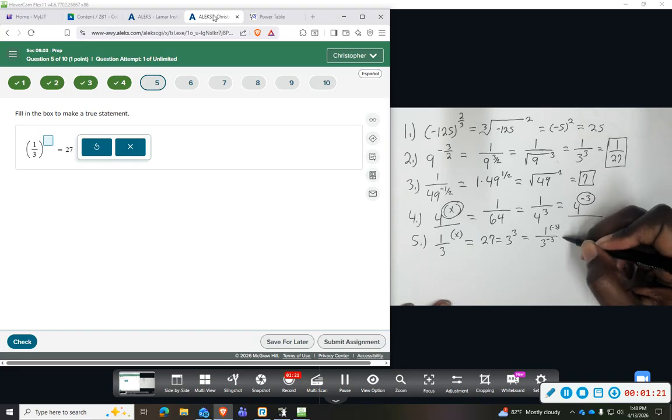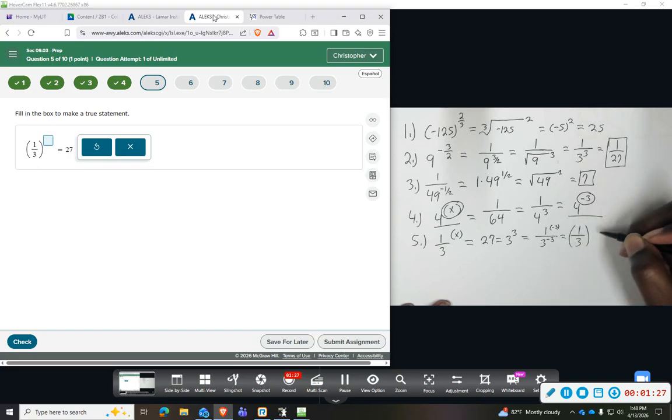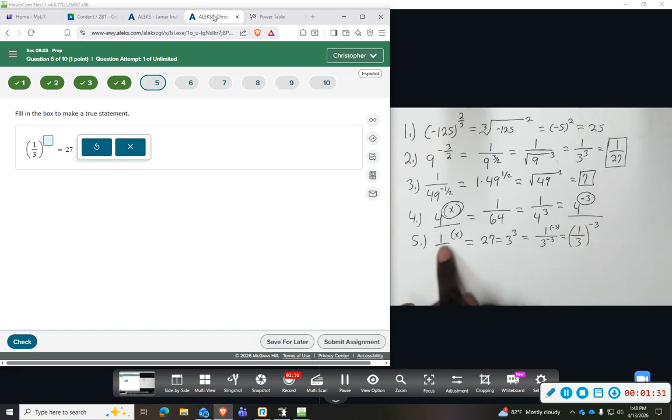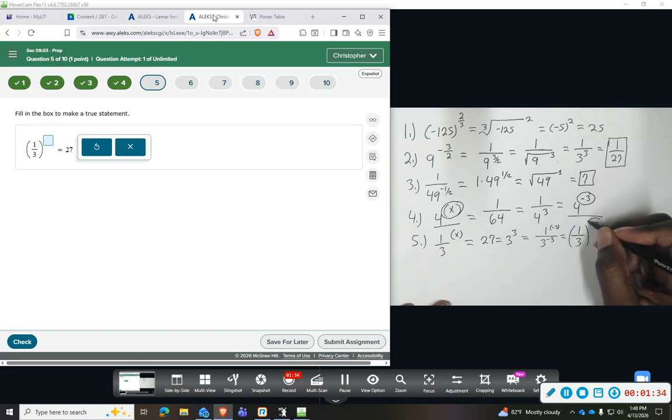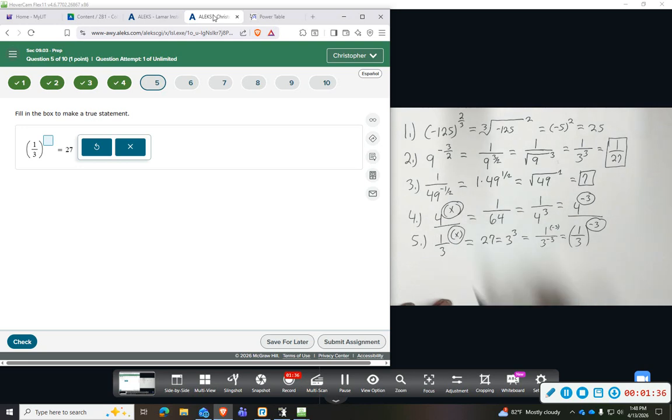So when you have a fraction, 1 over, if they both have the same power, you can just write it to the outside. Okay, so now I got the 1 over 3 to an x power, so that x has to be negative 3.